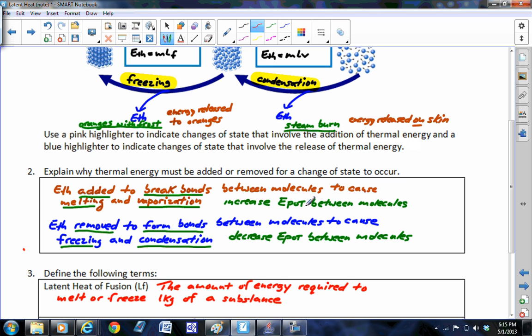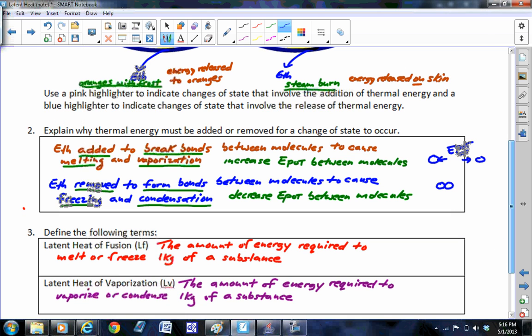And you're increasing the potential energy between molecules. Because what happens is, as the molecules move further apart, they want to come back together again. So we have a lot of potential energy as a result. Now, once I take energy away from these particles and they slow down, they'll have less EK, they gradually get closer together, and that potential energy we had decreases. So when you're taking energy away, you're going to be forming those bonds, and you can have freezing or condensation occur as a result.